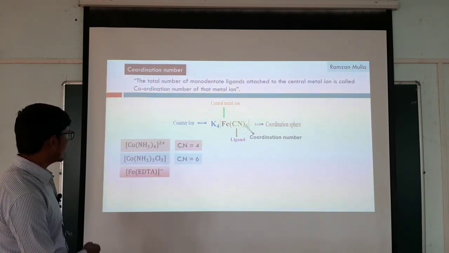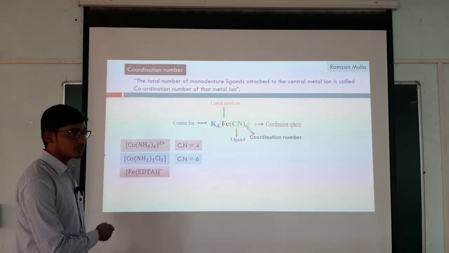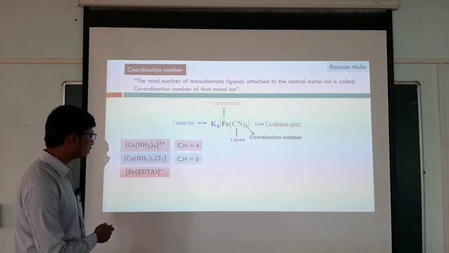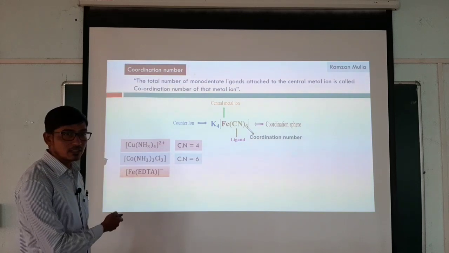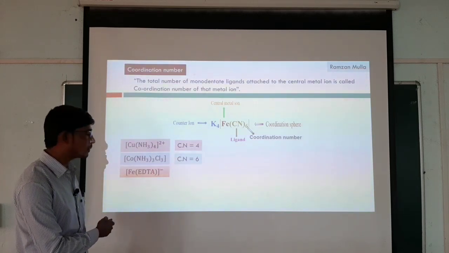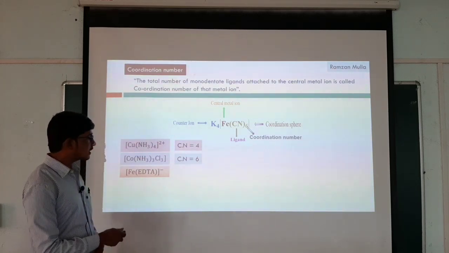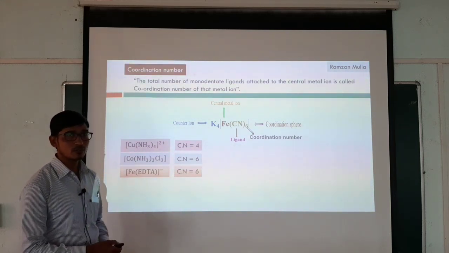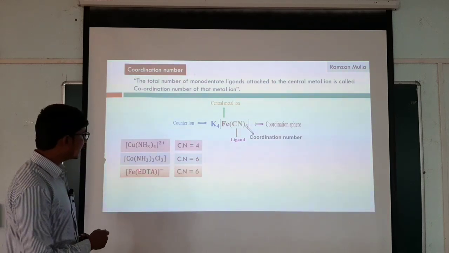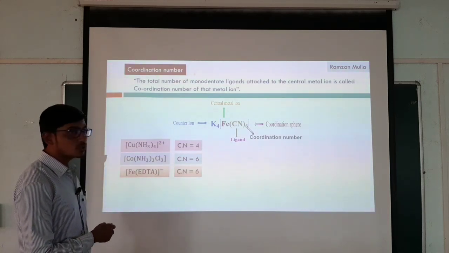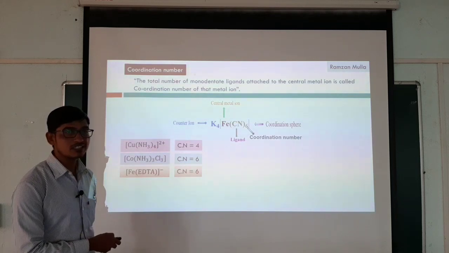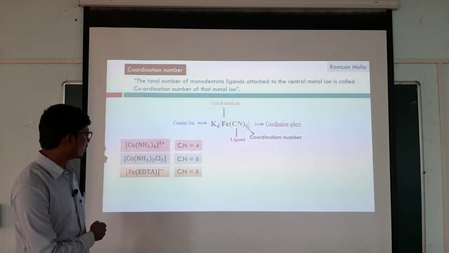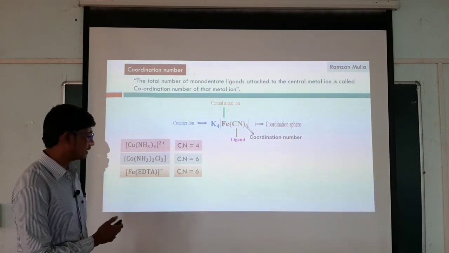Next one is the Fe-EDTA complex. In this EDTA complex, EDTA does not have any number outside this bracket. It does not mean that the coordination number of iron in this complex is 1, but actually the coordination number of iron in this complex is 6. Now the question is why? Here EDTA is a hexadentate ligand. So each EDTA molecule can make 6 coordinate bonds with the central metal ion. Therefore the coordination number of iron in this complex is 6.